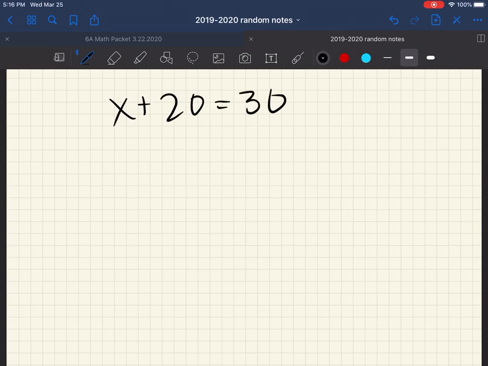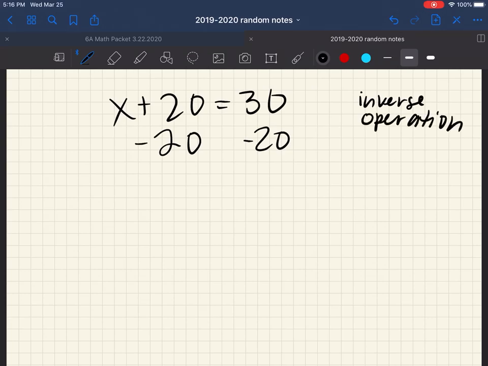If I want to know what x is, I'm asking myself, what's the opposite of adding 20? The opposite of adding 20 is to subtract 20. This is called the inverse operation. Plus 20 minus 20 makes a 0, so that's how I get x by itself over here. And on the other side of my equal sign, 30 minus 20 leaves me with just 10. So I see that x needs to equal 10 for that example.